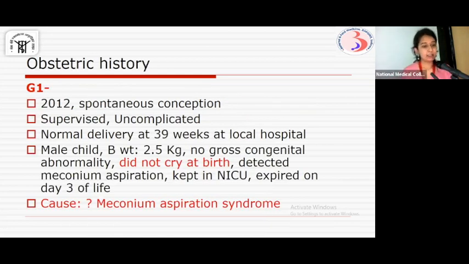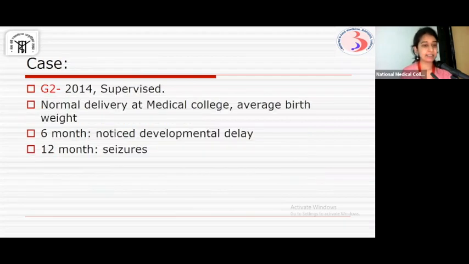First pregnancy was uncomplicated pregnancy. She delivered by normal delivery a 2.5 kg baby that did not cry at birth and detected meconium aspiration. The baby expired on day 3 and the cause was probably meconium aspiration syndrome as per her records. Second pregnancy, it was also a normal delivery and it was average birth weight.